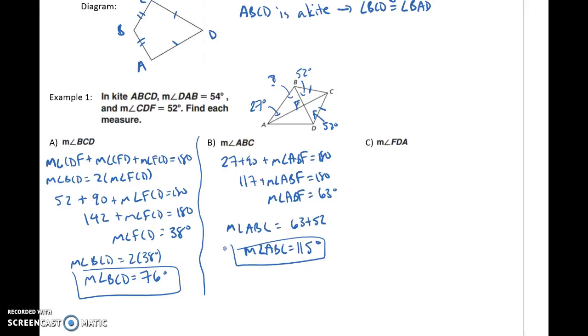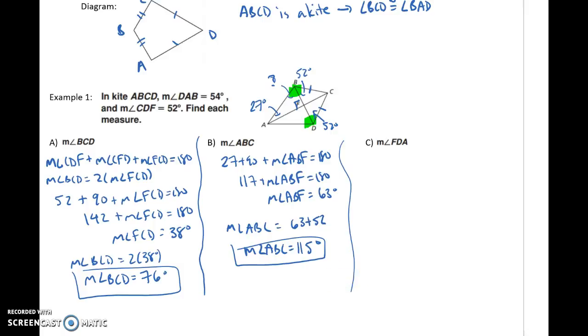You could have done this in another way. Any thoughts about how you could have done this in a different way? Well, for me, alternatively, I know that all four angles in the kite add up to 360 because it's a quadrilateral. And since we just found the measure of angle BCD at 76 degrees, and we know DAB is 54 degrees, and we should know that these angles are congruent because they are where the non-congruent sides meet, I can go 76 plus 54 plus x equals 360 to find the measure of angle ABC as well. So again, all depends on what you see.